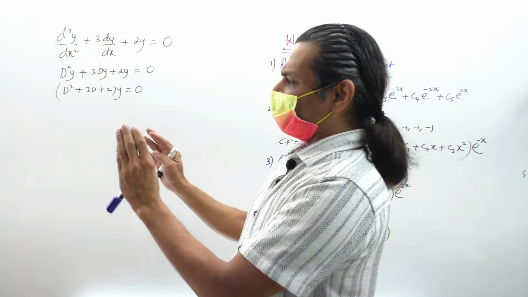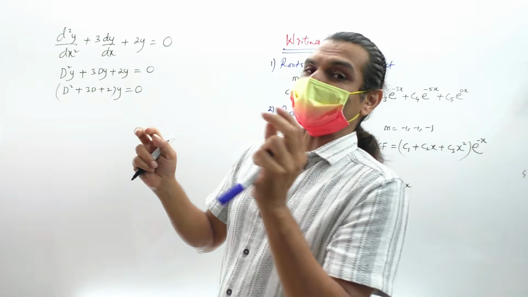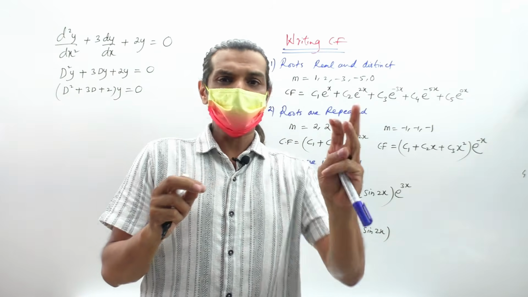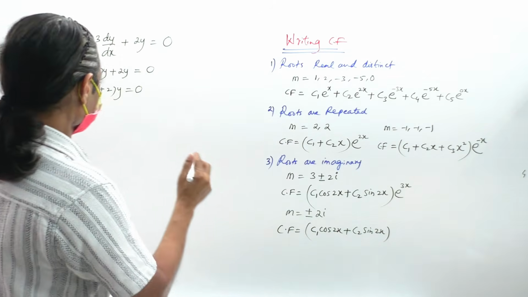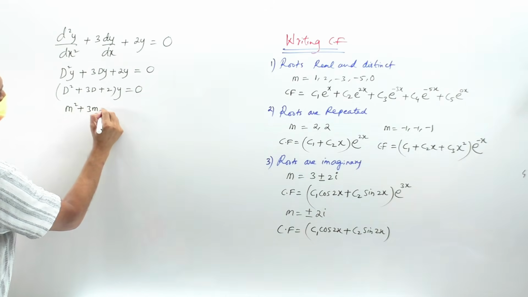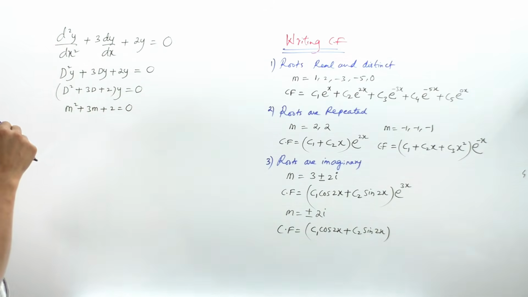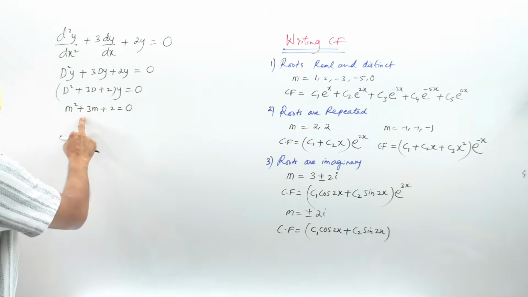I'll not take D as it is, it will not be appropriate. I will write D as m. Why? To find the roots. That's nothing more than that. So I write D as m square. That is the method followed in the textbooks and is required to show in the examinations. So I write m square plus 3m plus 2 is 0.